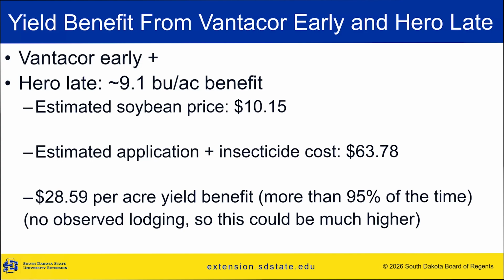And so taking our two most profitable treatments, if we did a Vantacor early and then still kept that Hero later, we'd be looking at about that 9.1 bushel per acre benefit going off of what the Hero alone looked like. And looking at everything, our cost would be about $63.78 per acre, and we'd be looking at $28.59 per acre yield benefit.